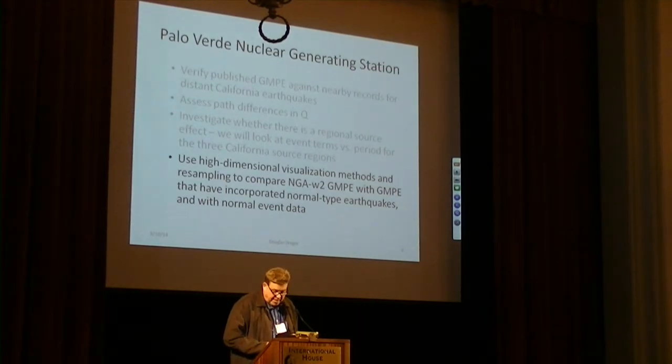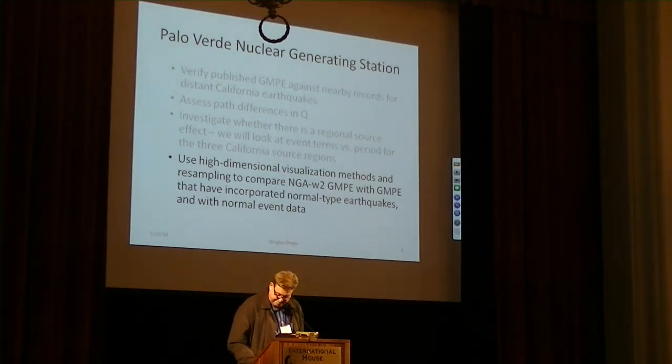For Palo Verde, the way that it would be implemented is to use the high-dimensional visualization method to compare the NGA West 2 GMPs with perhaps GMPs that have incorporated normal type earthquakes. For example, the European data sets, Akkar and Bindi could be an example, or with other normal event data such as, not Little Skull Mountain, but the Wells earthquake.